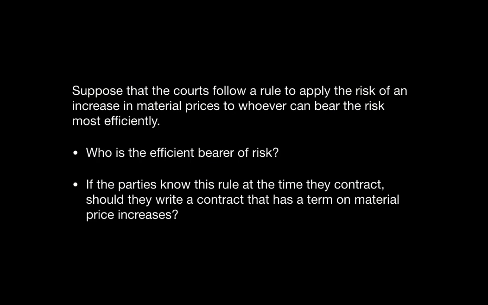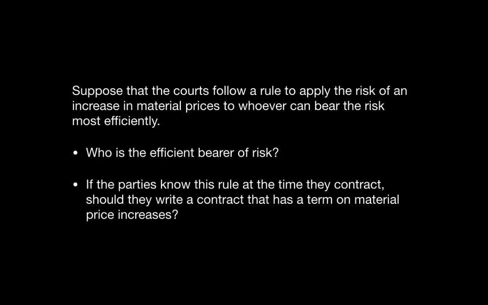If the parties know this rule at the time they are contracting, should they write a contract that has a term on material price increases? No. We found before that the most efficient thing is for Allison to hedge against the risk. If the default rule is to apply the risk of an increase in material prices to the efficient bearer, then the default rule is already applying the risk to Allison. There is no need to incur the $1,000 cost of writing it into the contract if that is what the court's default rule is anyway.